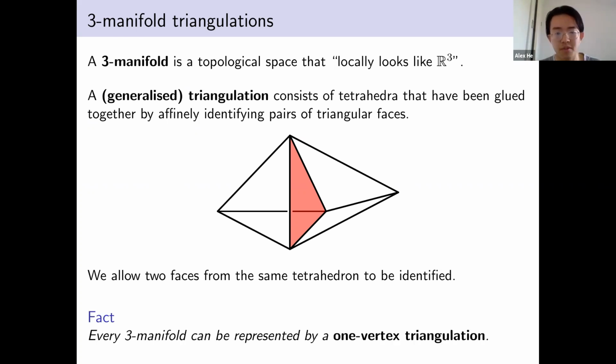And the reason we want this is that we can get more efficient triangulations. This is a fact that I'm just going to black box: every three manifold can be represented by a one vertex triangulation. That means that when you glue the tetrahedra together, the gluings cause all the vertices to be identified into a single vertex. So you have one single vertex in your entire triangulation. And these triangulations tend to be quite efficient in terms of the number of tetrahedra as well. So this is good for computation, as we'll see shortly.